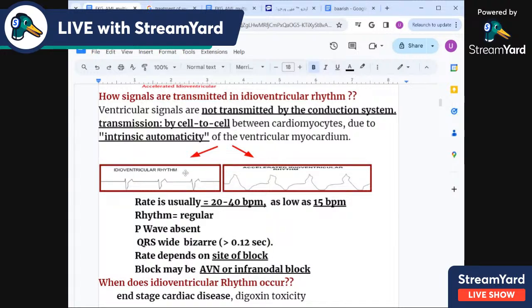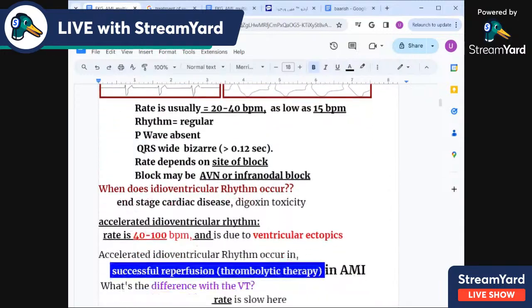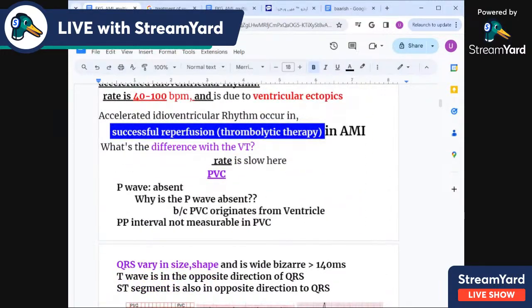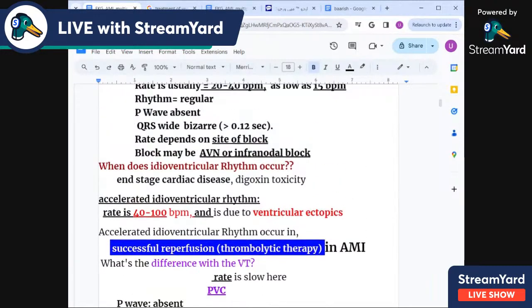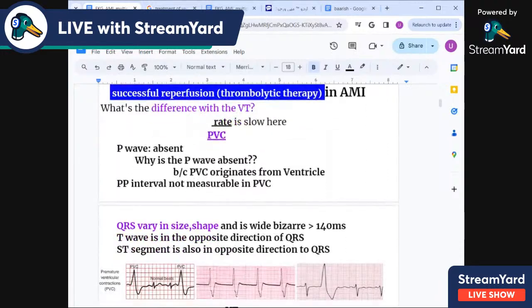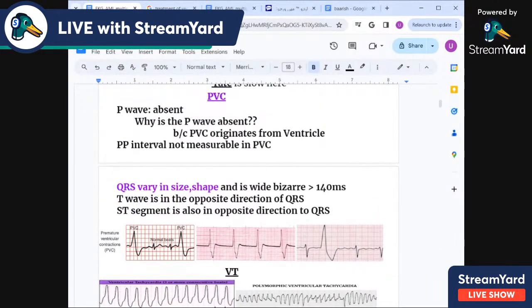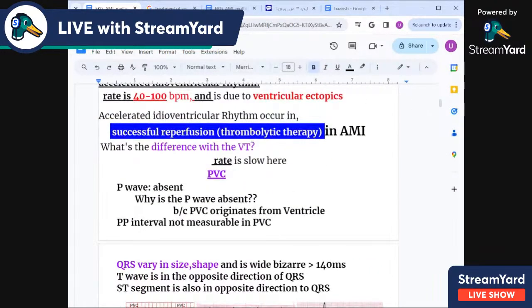And when does this occur? Idioventricular rhythm occurs in end stage cardiac disease and in digitalis toxicity. But it also occurs in successful treatment with thrombolytic therapy in acute myocardial infarction. So, what's the difference between idioventricular rhythm and VTAC, ventricular tachycardia? The only difference is that of the rate. So, the rate is slower here, but in VTAC, it's fast.